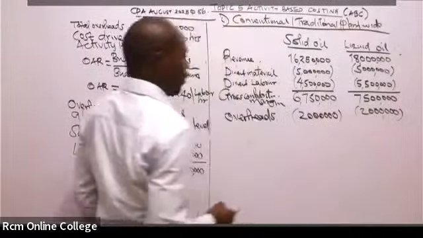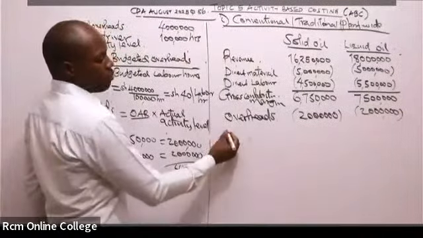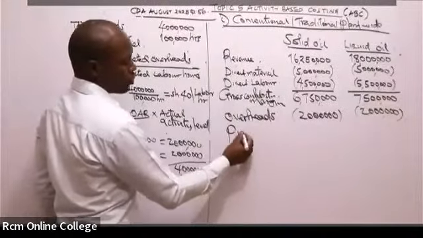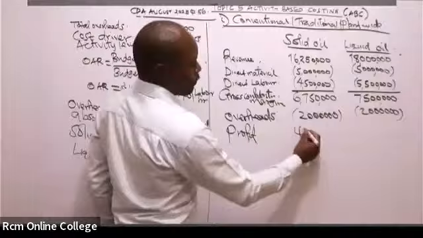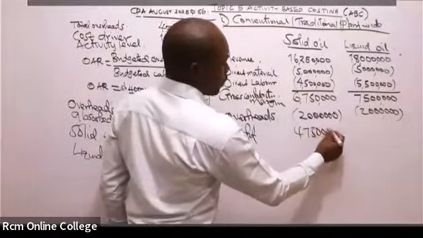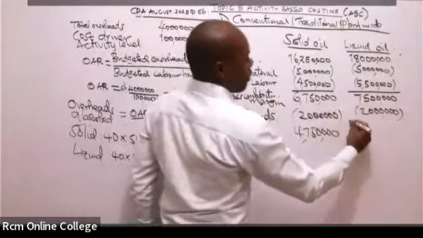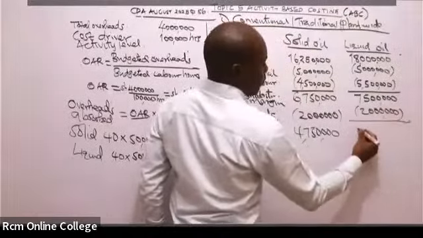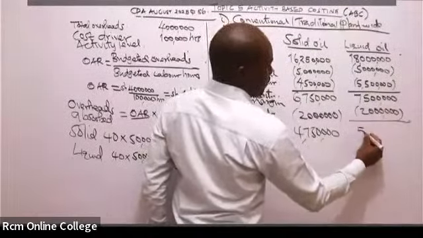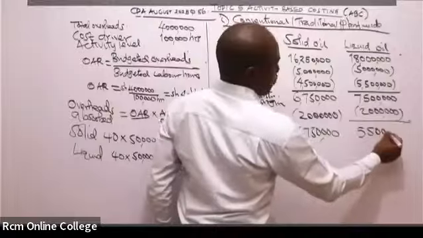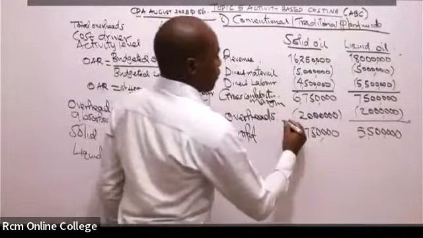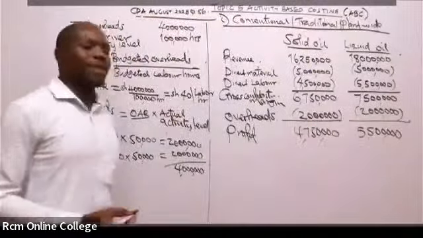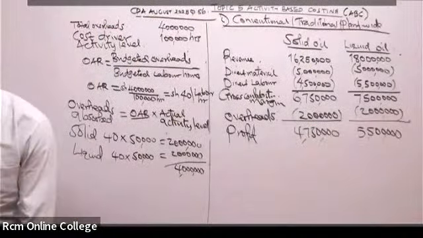So let us deduct the overheads. It will give us what we call profit. So the profit, this one will be 4,750,000. This one here, that one is very simple. That is 5,500,000. That is the profit.